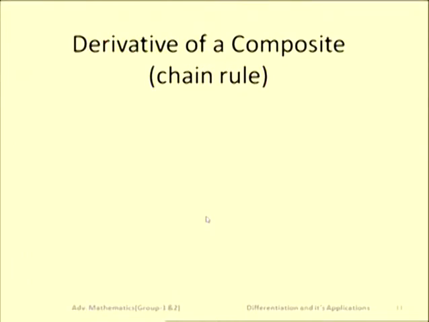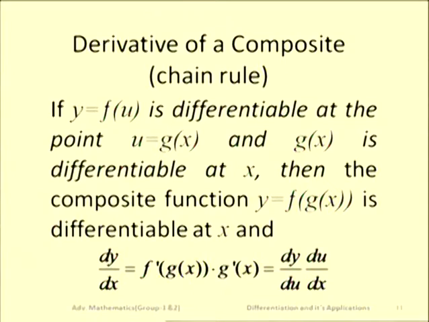For that, the chain rule is used. And what is that? Let us see. If y is differentiable at u is equal to g(x), where u is a function of x, and g(x) is differentiable at x, then the composite function y is equal to f of g(x) is differentiable at x, and its derivative dy by dx is equal to f dash g(x), the derivative of f at g(x), into g dash x, the derivative of g at x. So this is equal to dy by du, the derivative of y with respect to u, into du by dx, the derivative of u with respect to x. In this situation, y is a function of u and u is a function of x. So first we differentiate y with respect to u and then u with respect to x.